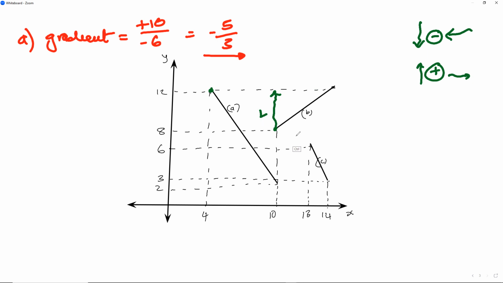If I started this side, I could have done this as well, but that's still plus 4 and that's still plus 4. The rise and run would still be plus 4 and 4. If I started at the top and went downwards and left, it would be negative 4 and negative 4, and negative 4 divided by negative 4 is the same as 4 over 4, which is 1. So for B, the gradient is given by 4 over 4, or it can also be given by negative 4 over negative 4, which is equal to 1.